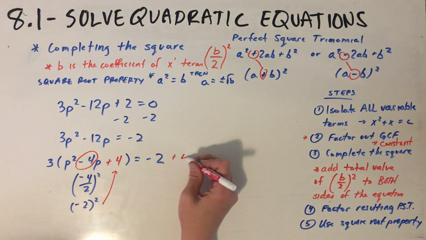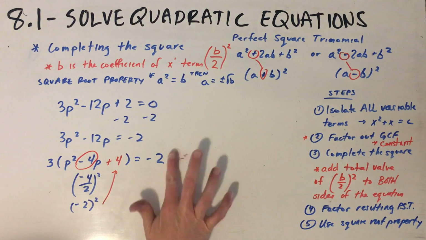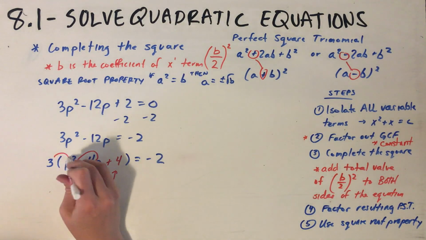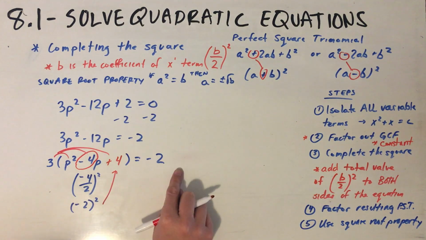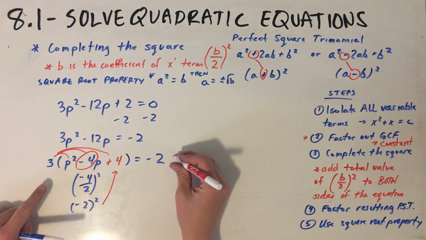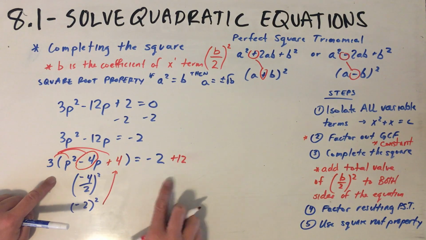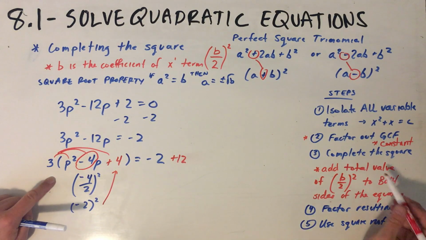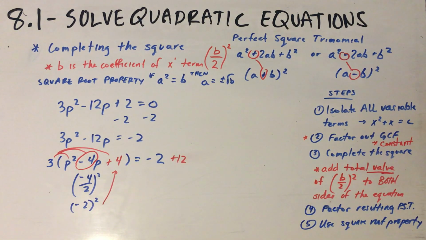But I'm not just going to go, oh, plus 4 right here, because the value that I added right here is not plus 4. Remember that the value of this is 3 times that. So the value that I'm adding to this other side is not 4, it is 12. This is super important. If you have a GCF here, when you complete the square, you need to add the total value, not just the number that completes the square.